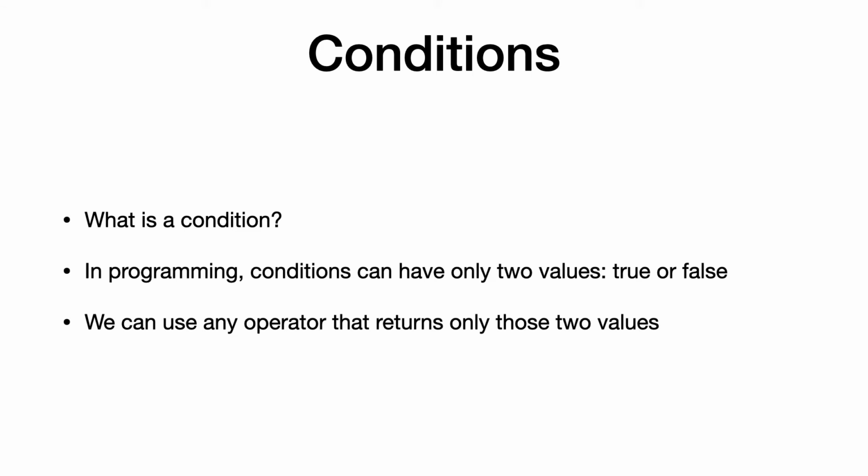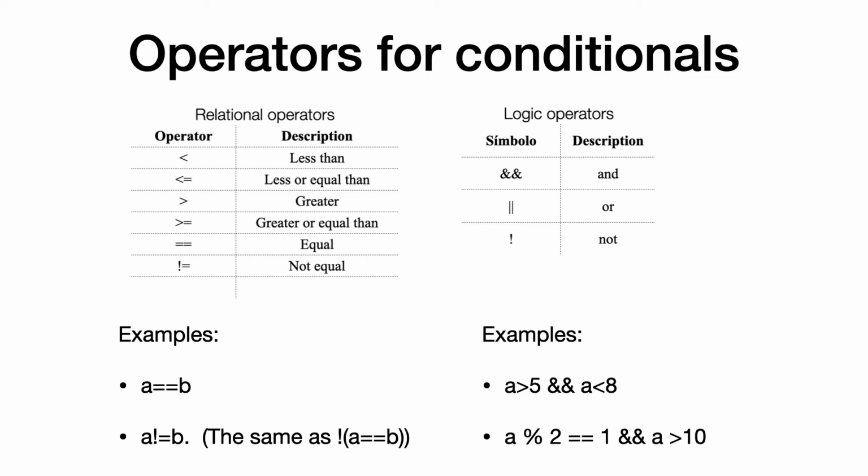Let's see some of the operators that we can use to create these conditions. First we have relational operators. These are operators that are commonly used in mathematics to compare numbers, which are less than, less or equal, greater than, greater or equal. Equal in this case has two symbols because we are comparing if two variables have the same value, or if a variable is equal to a certain value.